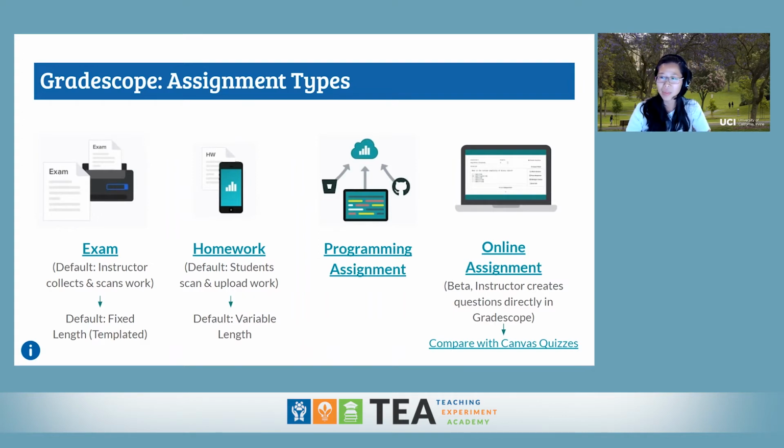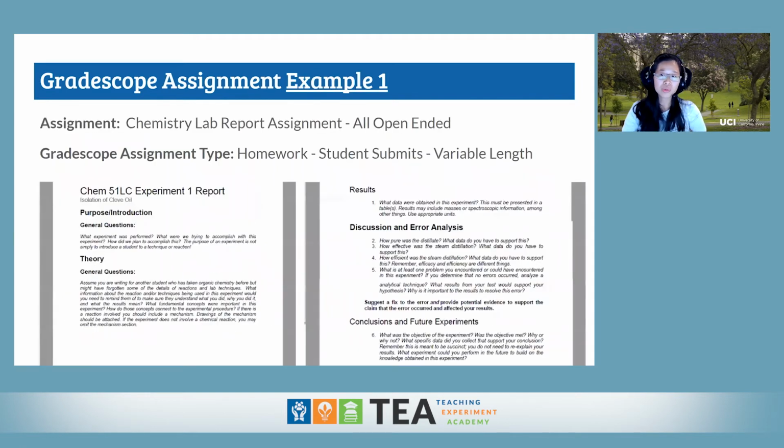All right, so I'm going to move on to the next section. The way that we want to show you how Gradescope assignments really work is we're going to walk you through a history lab report assignment. It is all open-ended. So once again, it's a PDF file that you'll be giving to your students with all these questions on it. And because it is open-ended, it's going to be a variable length assignment because they can probably type as many pages as they want for each of these questions, right?